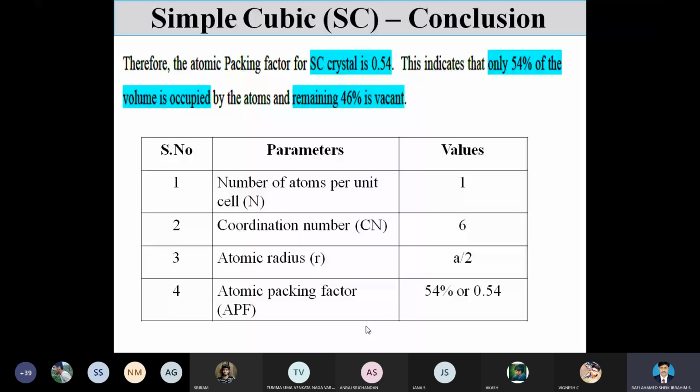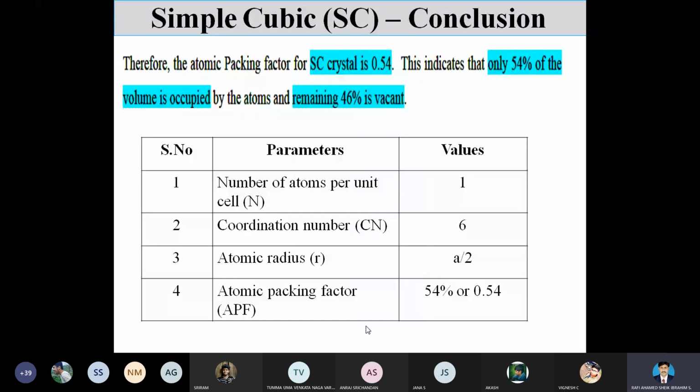The remaining 46% is vacant. So the 46% space is empty. We are having 46% vacant space there. So the 46% of the atoms are not available in the simple cubic structure. We are having only 54% of the atoms occupied in the unit cell. So this is the conclusion.